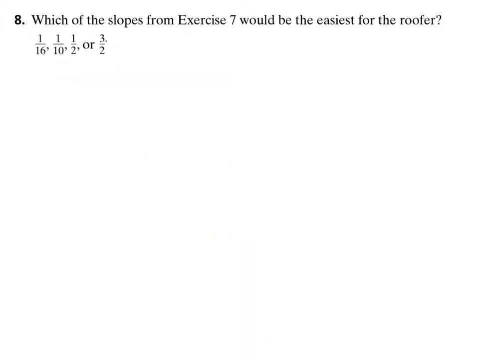Alright guys, take a minute with your neighbor. From these slopes, this is from exercise 7, which would be the easiest for the roofer. Take 1 minute with your neighbor, discuss it, and then write a full sentence on why you chose that one. 1 minute with your neighbor, go.